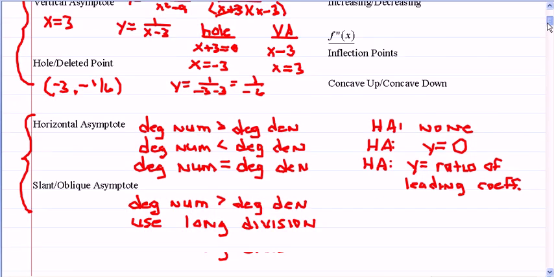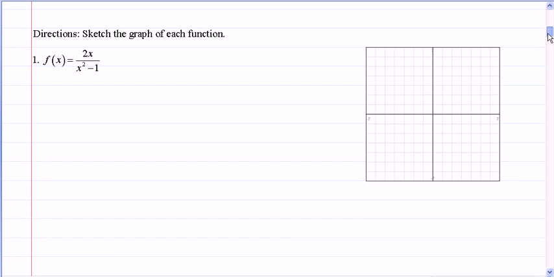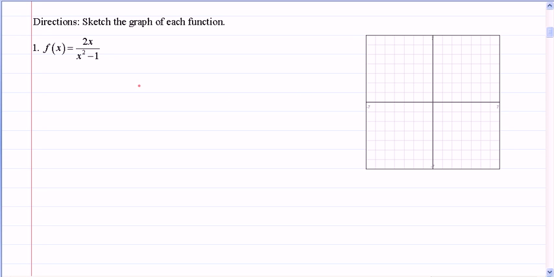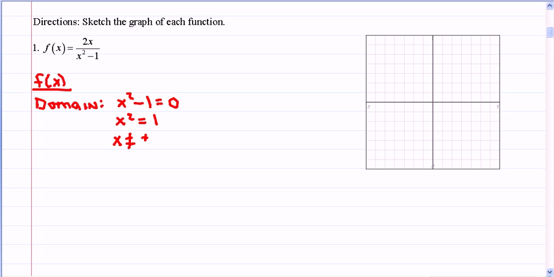So now let's go to example 1. And the directions are to sketch the graph of each function, and we will use the checklist above. So the first thing I'm going to do is look at the function f of x, and I first want to find the domain. And to find the domain, since I have a fraction, the denominator of a fraction cannot equal 0, so I take x squared minus 1 and I set it equal to 0. And when I take the square root of both sides, I get x cannot equal plus or minus 1.